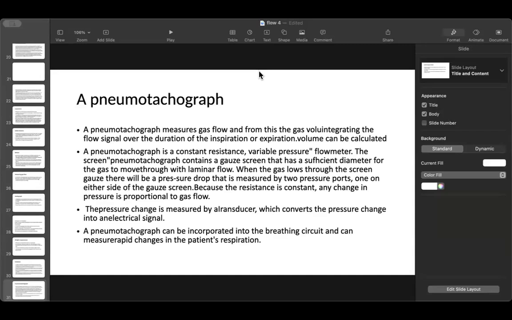A pneumotachograph is a constant resistance, variable pressure flow meter. The screen pneumotachograph contains a gauze screen that has a sufficient diameter for the gas to move through with laminar flow. When the gas flows through the gauze screen, there will be a pressure drop that is measured by two pressure ports on either side of the gauze screen. Because the resistance is constant, any change in pressure is proportional to the gas flow. The pressure change is measured by a transducer, which then converts the pressure into an electrical signal, giving us the readings.